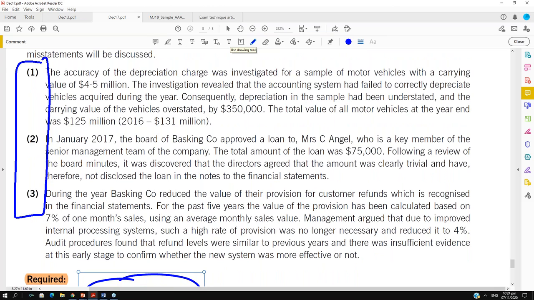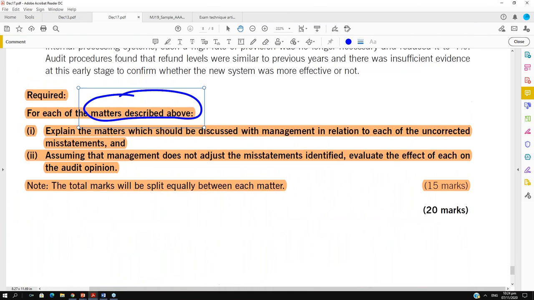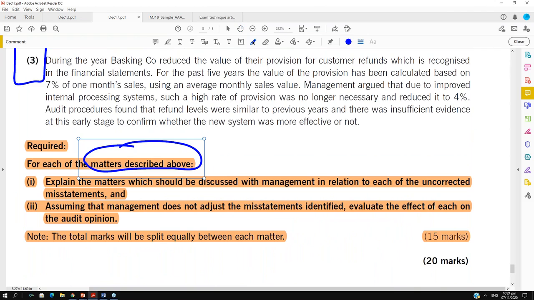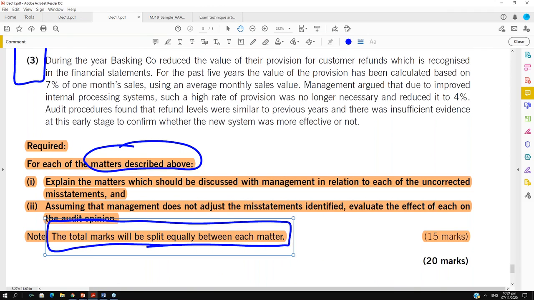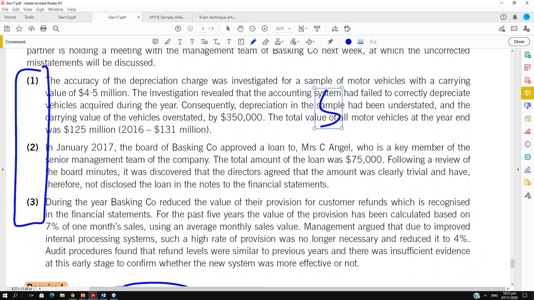3. And do we have separate marks for each of the 3 parts? The examiner is saying we have a total of 15 marks, right? So the examiner is saying the total marks will be split equally between each part. So we have a total of 15 marks. That means we have 5 marks for each of the requirements above. We have 5 here, we have 5 here, and we have 5 marks here.